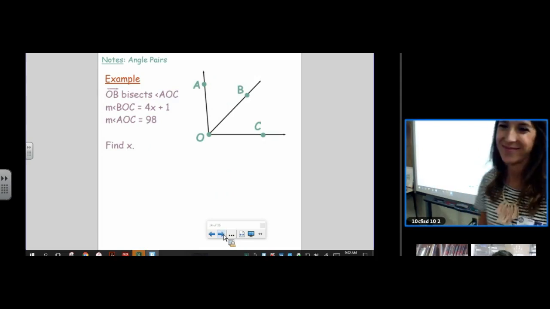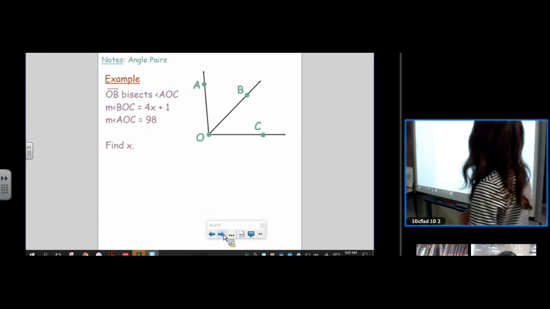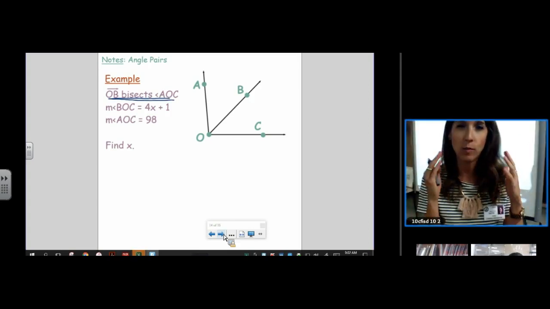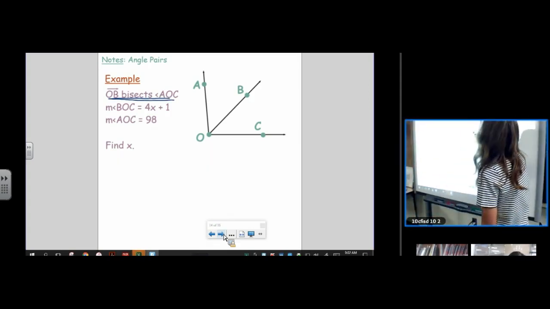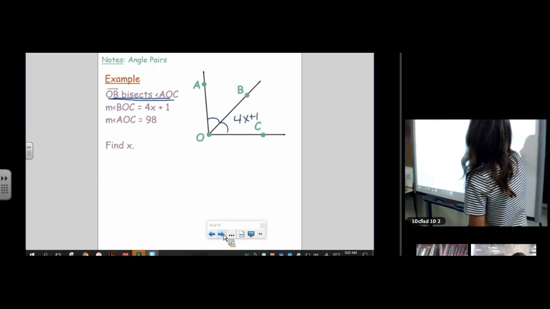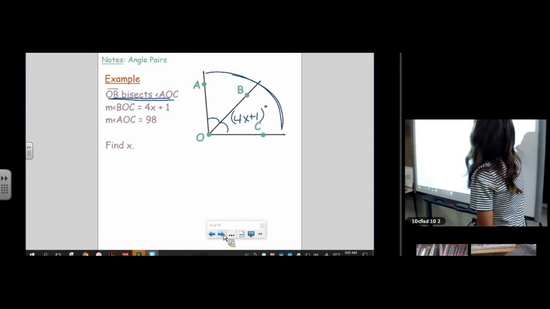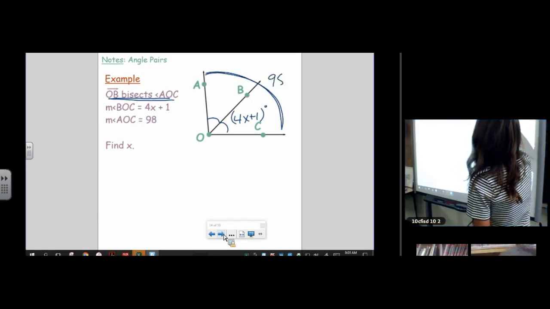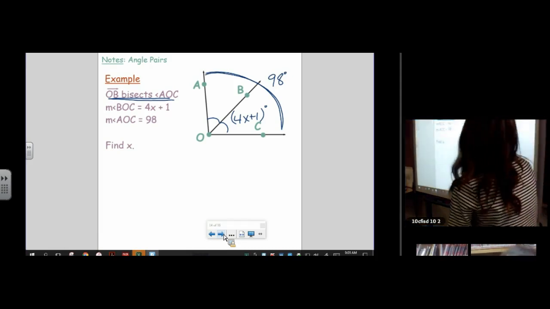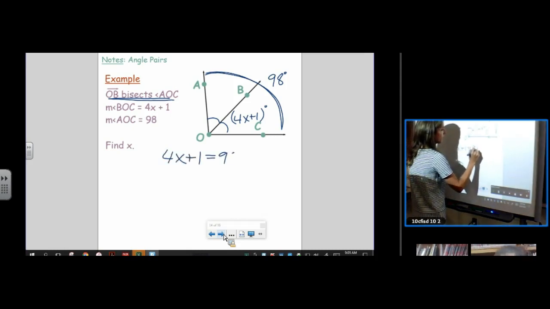Okay, last problem. I'm going to go ahead and dive right into it. The problem tells us that ray OB is an angle bisector. When we're told that, we are allowed to add arcs to our picture. BOC is 4x plus 1. And the whole thing, you must label it correctly. AOC is 98. Now our picture is drawn to scale. This time it is. Here's what we don't do: just set them equal.